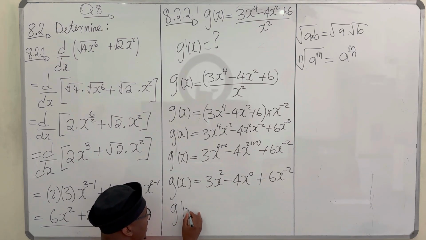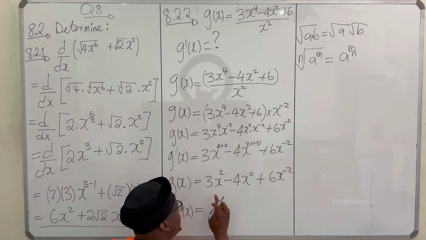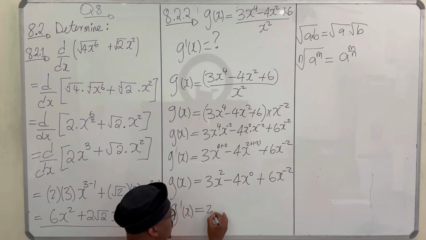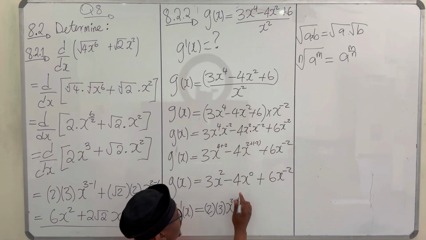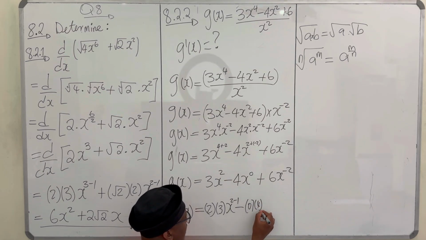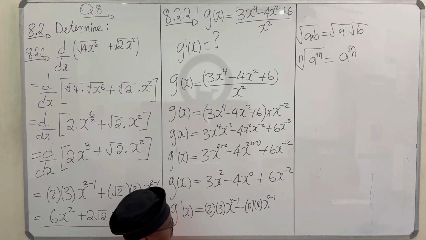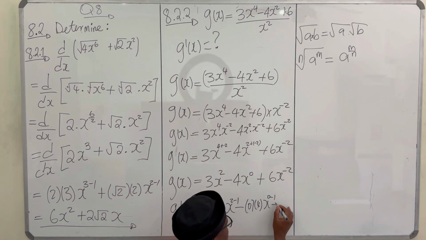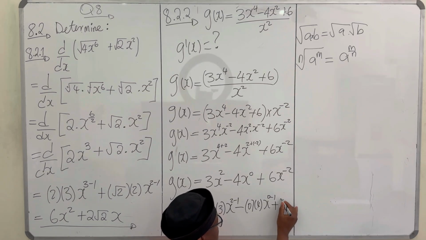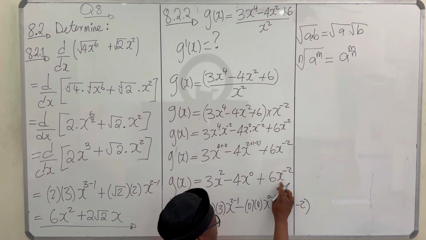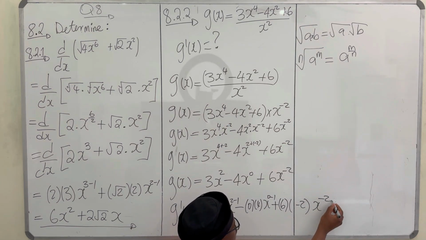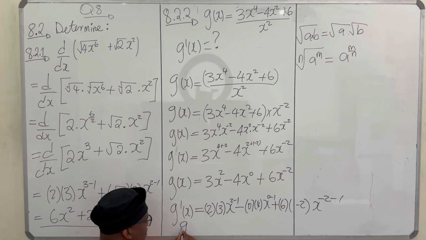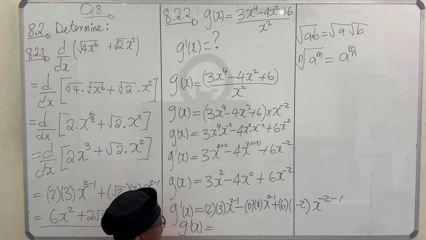So your g prime of x is equal to what? 2 times 3, so it's going to be 2, which is that 2 up there, times 3. And then from that 2, you minus 1. Minus 0 times 4, so you have 0 times 4, right? x raised 0 minus 1. Plus what? 6 times negative 2, which is this, and x raised negative 2. You subtract 1 there. Your final answer, g prime of x, is equal to this times this.